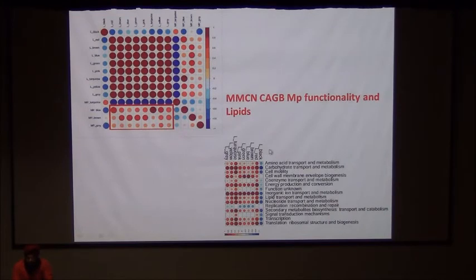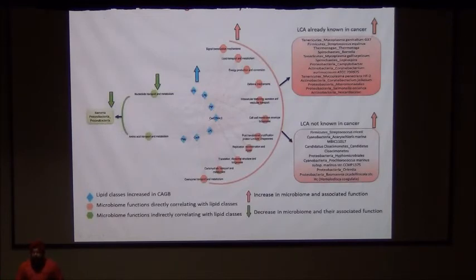So on correlation, again, we devised the pathways, and these pathways were back correlated to the lipid module, and we found that the bacterial pathway specific to CAGB correlated directly with all the lipid molecules, and inversely with the black module. That is what we could get from this analysis.